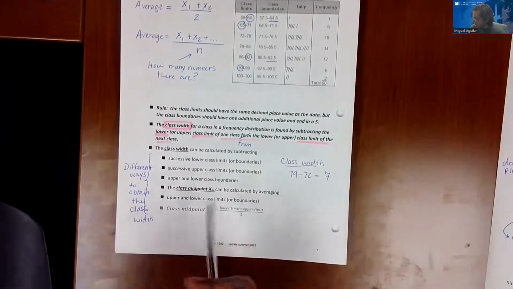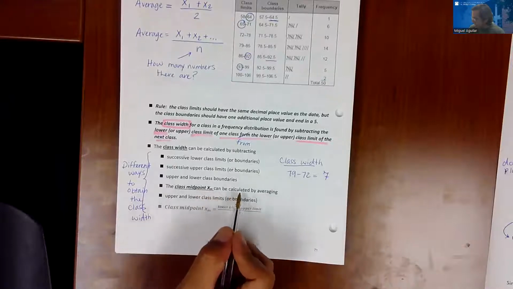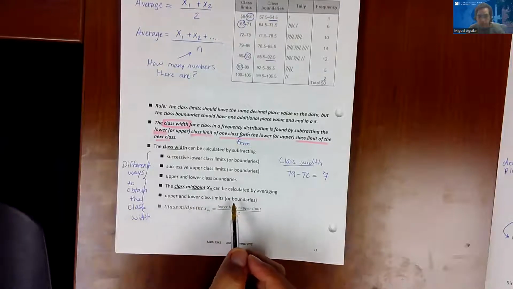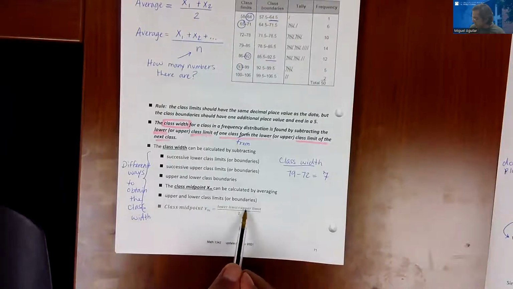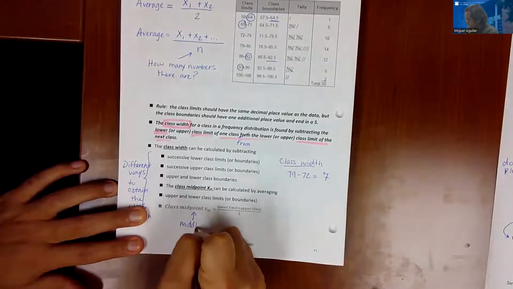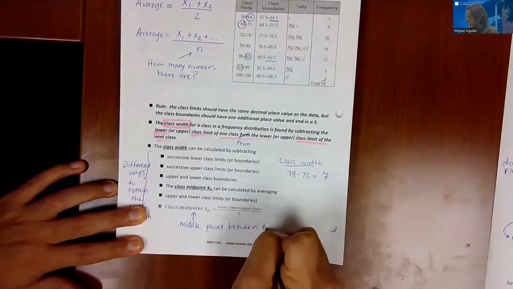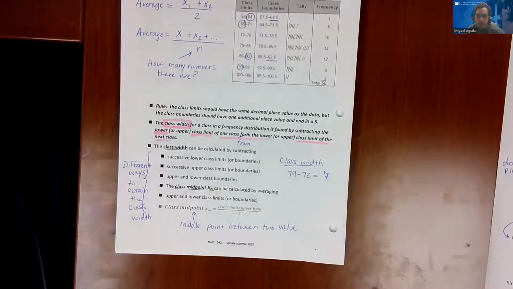There's another concept that we might need to be aware of, which is the class midpoint. The midpoint can be calculated by averaging the upper and lower class limits or boundaries. So here's a formula for class midpoint, and it's just taking the lower limit and the upper limit and dividing by 2. So the midpoint is literally the middle point between two values. If you think about their position on the number line, that's what we were thinking about as the midpoint.